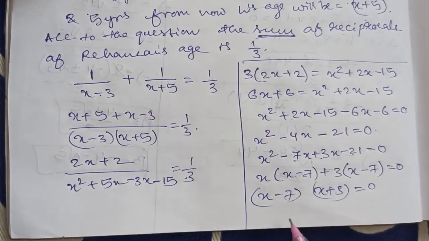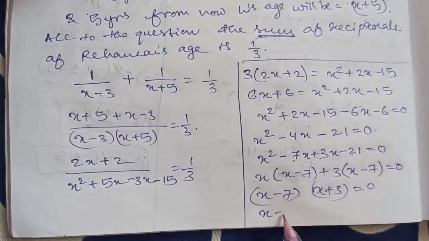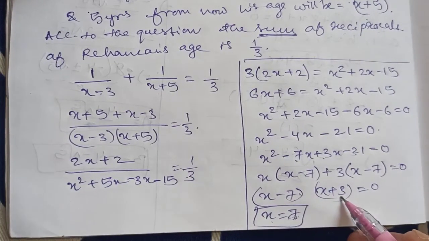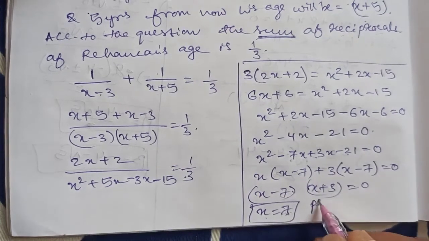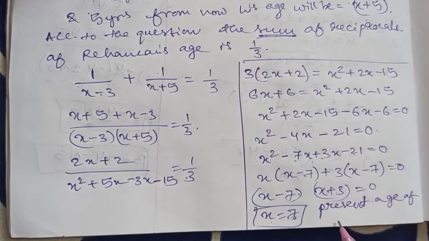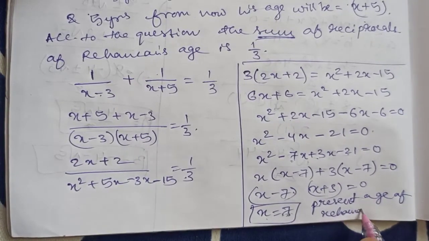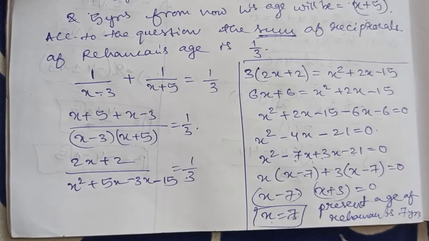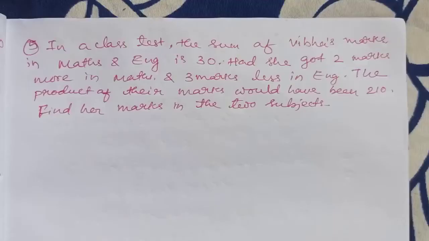So what is the present age of Rahman? Rahman's present age will be 7, because this value will give us a positive value for x. Negative value of x is never taken for ages. So the present age of Rahman is 7 years. In this way you can get the answer. Next, question number 5.